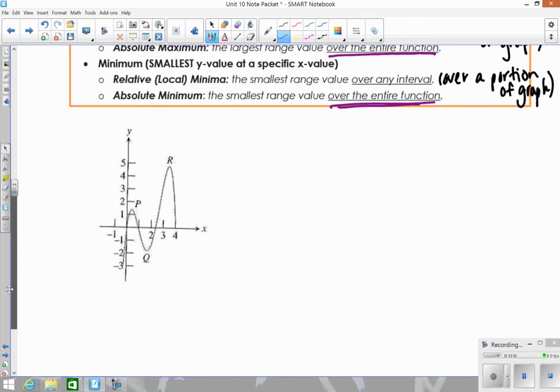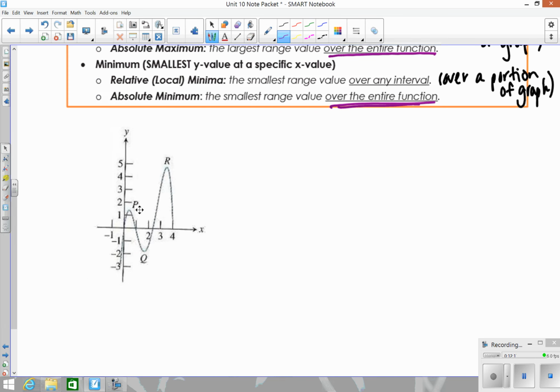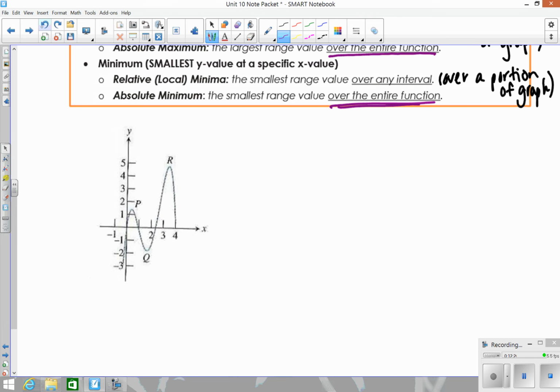So let's look at this example. So we look at this and we know right away. So I'm going to say that we have this point P and point R and point Q are going to be good points to look at. So I know that point P is definitely going to be a maximum, but it's not the maximum of the entire function. It's the maximum if I'm looking at maybe just this specific portion. So this is called the relative maximum, because it's only a maximum over a specific portion. Once I include this section with R, then R is the absolute highest point.